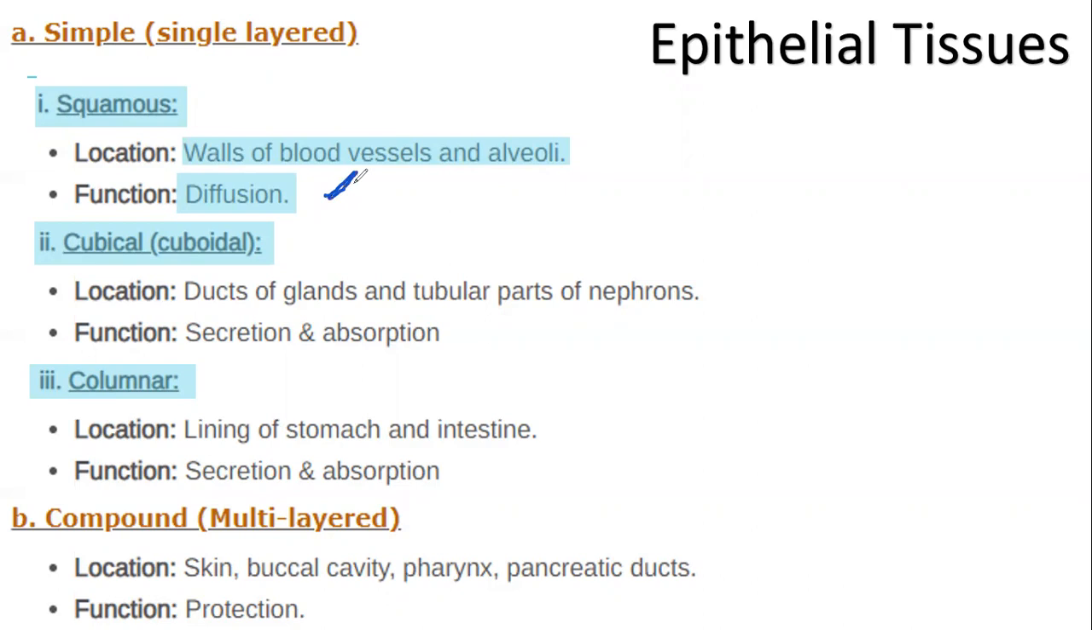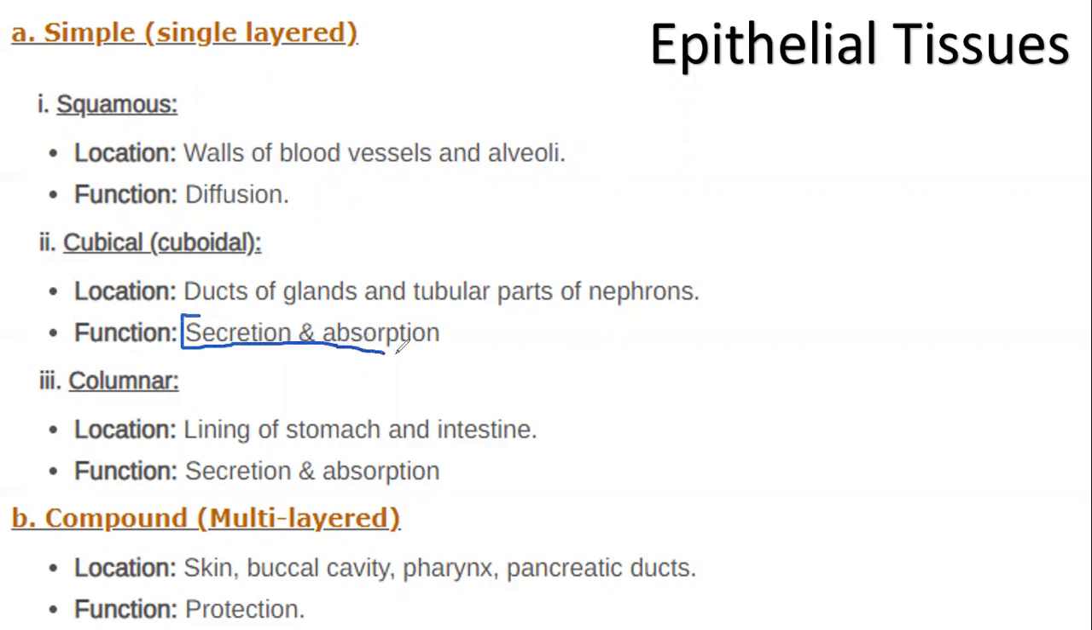And in case of cuboidal epithelium, the ducts of glands and tubular parts of nephron. In these two structures, this cuboidal or cubical epithelium is seen. And what is the function of this cuboidal epithelium? It is secretion and absorption, right? Then the third one that we have is columnar epithelium. They are located in the lining of stomach and intestine, and their function is secretion and absorption, same as that of cuboidal epithelium.